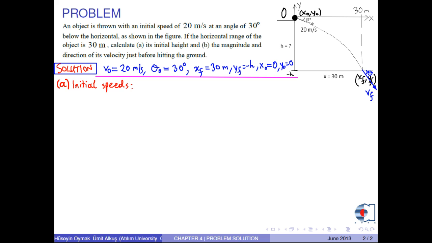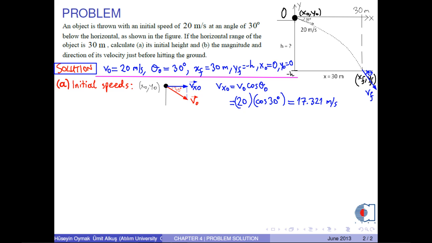In part A, first of all, let us find the initial speeds in the x and y axis. The x component of the initial velocity is vx0 equals v0 times cosine theta 0. With the corresponding numerical values, we find it as 17.321 meters per second. And the magnitude of the y component of the initial velocity is calculated to be vy0 equals v0 times sine theta 0. With the numerical values, it is calculated to be 10 meters per second.